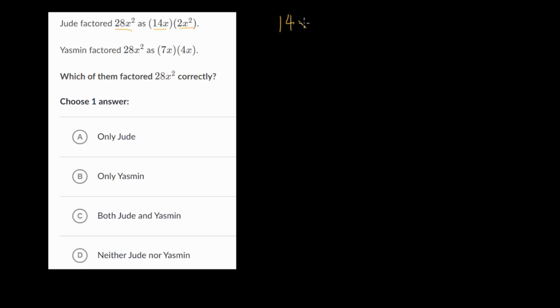So we can take 14x and multiply it by 2x squared. And we know 14 times 2, that's 28. And we have x times x squared. Well, we have 1x here, and we have 2 more here, so in total, we're multiplying x 3 different times. And since we originally started with the monomial 28x squared, and this has a cube in it, we know that Jude did not factor this correctly.